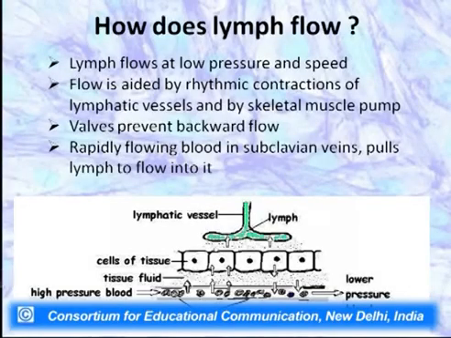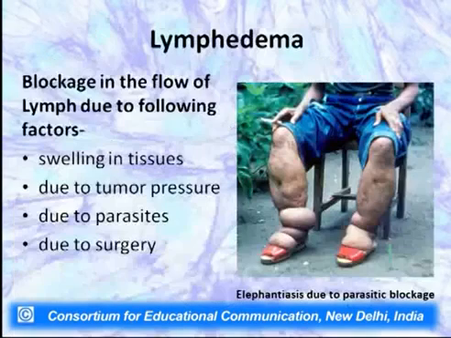The third important factor is the pressure created by the blood present in the subclavian vein, which is moving at a very fast rate and now pulls lymph to flow into it. You can see in the diagram there is a lymphatic vessel, and the lymph is flowing in the lymphatic vessels. As it is passing through the tissue into the tissue fluid, the high pressure of the blood is actually causing the lymph to move inside it. This is what happens in the subclavian vein, which pulls the lymph to flow inside it.